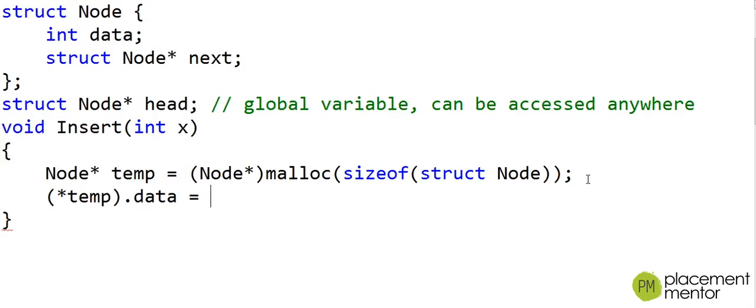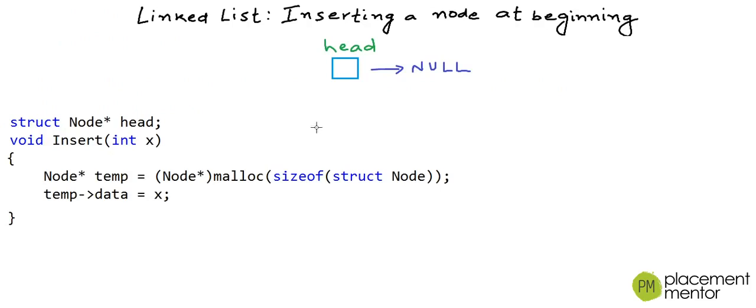So the data part will be x, and we have an alternate syntax for this particular syntax. We could simply write something like temp and this arrow, and it will mean the same thing, and this is more common. With these two lines in the insert function, all we are doing is we are creating a node. Let's say we get this node, and let's assume that the address that we get for this node is 100. Now there is a variable temp where we are storing the address.